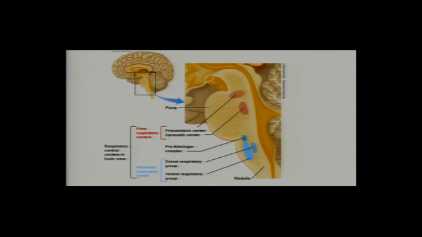Now, if you removed all input from the pons, so you made a cut between the pons and the medulla, but you maintained sensory input from the body, respiration would be maintained. And it would be constantly adjusted for the rate and depth of breathing in terms of metabolic demands.